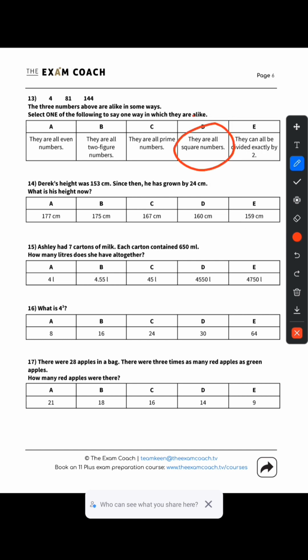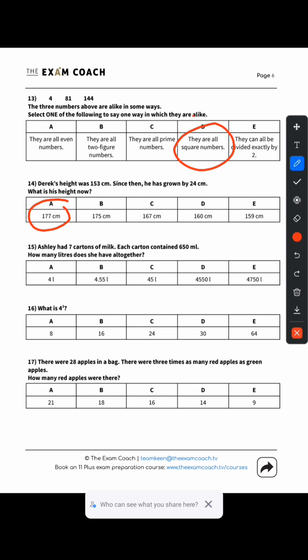David's height was 153 centimeters. Since he has grown 24 centimeters, what is his height now? We just have to add 24 centimeters to 153, and when we add that, we get 177 centimeters, which is the answer here. Ashley had 7 cartons of milk. Each carton contains 650 ml.